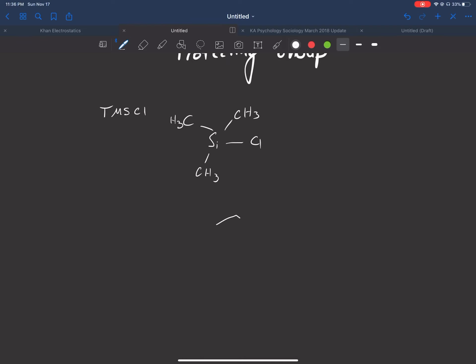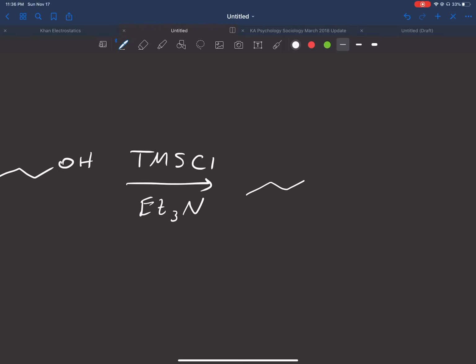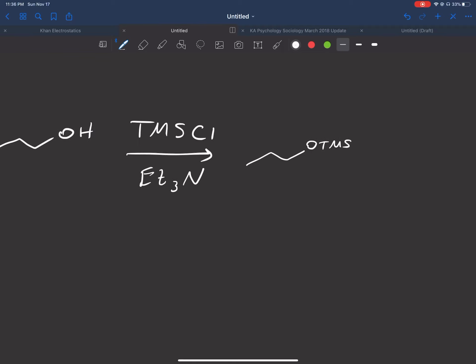So let's say you have this alcohol, and we use TMSCl on it, and you actually should write it over Et3N. So what this is going to look like is we can write this two ways: OTMS, just remove the Cl, or the actual structure, which is going to be like this.